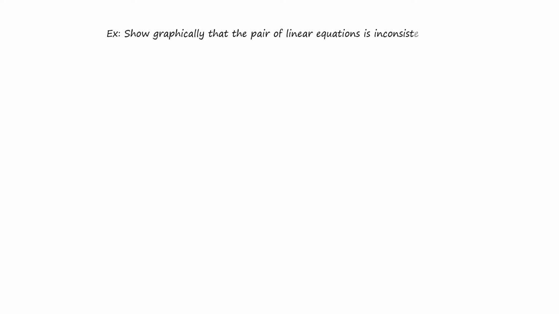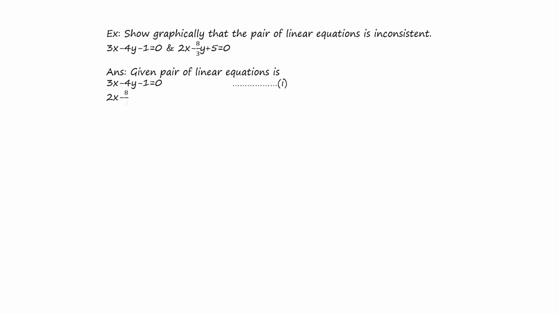Now, show graphically that the pair of linear equations is inconsistent: 3x minus 4y minus 1 equals 0 and 2x minus 8 by 3 y plus 5 equals 0. So the given pair of linear equations is 3x minus 4y minus 1 equals 0. Let this be the first equation, and 2x minus 8 by 3 y plus 5 equals 0. Let this be the second equation.